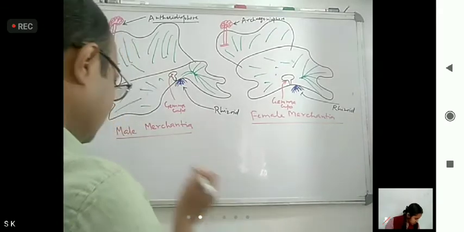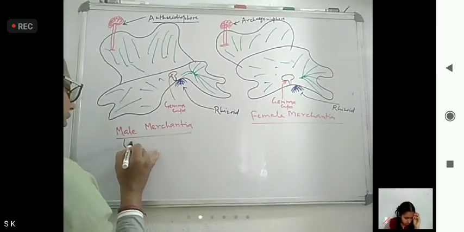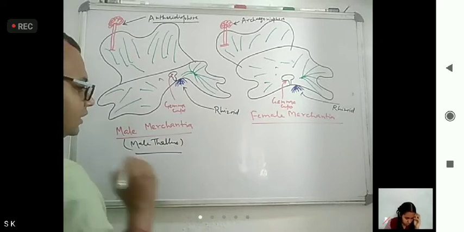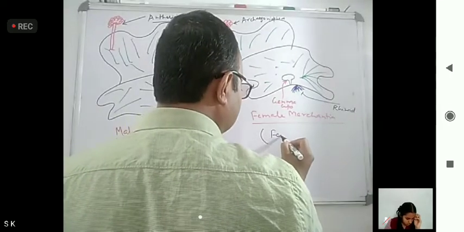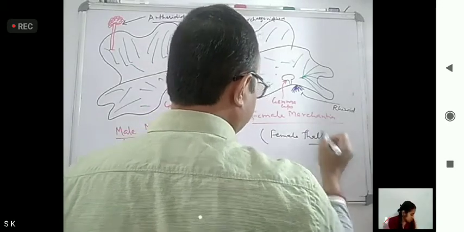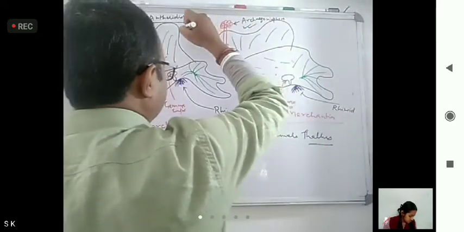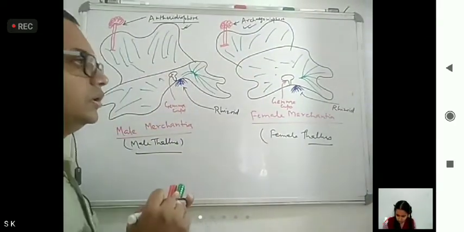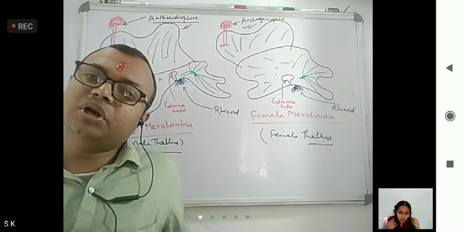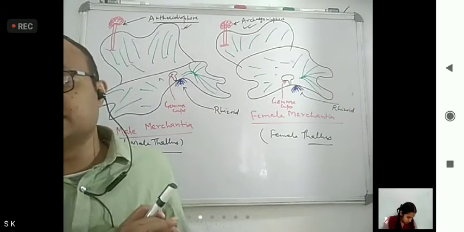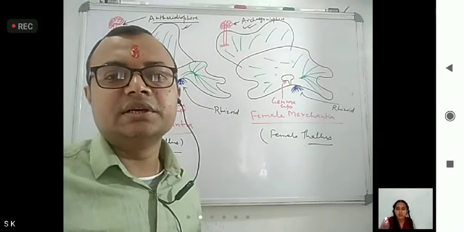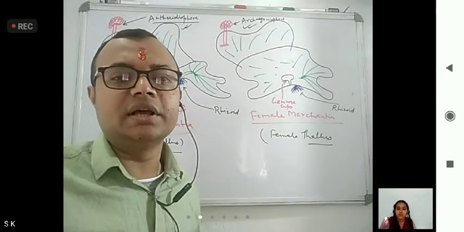Now, sometimes it is also written male thallus, because the thallus body is there, and here female thallus. But the differentiation is only archegoniophore and antheridiophore. So if these two are there, it means it belongs to liverworts. An example is Marchantia. Now come to the next, that is Bryopsida, or we can say mosses.